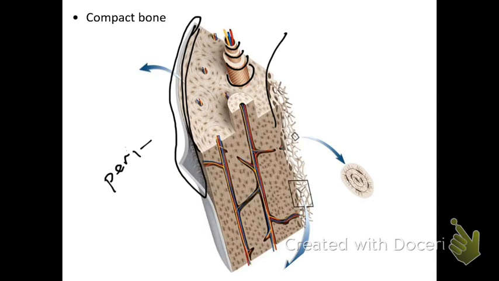The other structure that I want you to see is that these central canals, right? Here's a central canal. Here's a central canal. These central canals are connected by these perpendicular canals, right? So there's one. Here's another one. Here's another one. And those canals are called the Volkmann canals. Okay, Volkmann canals. And those are also called perforating canals.